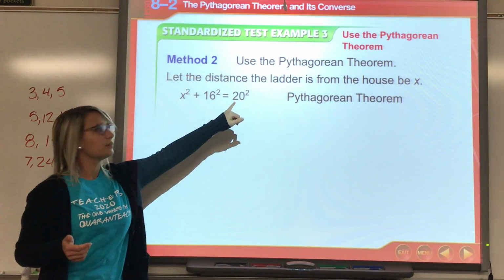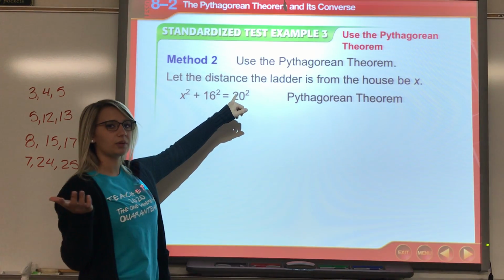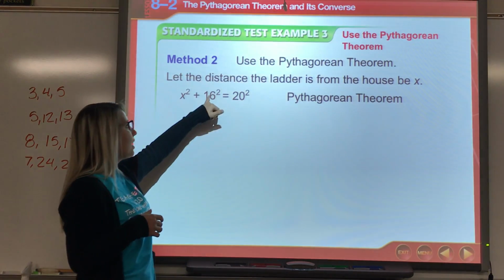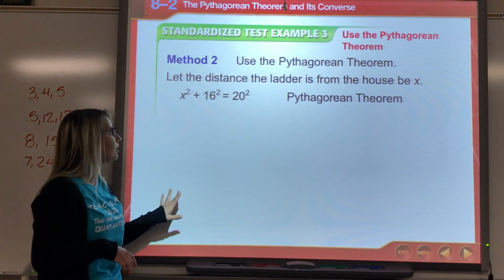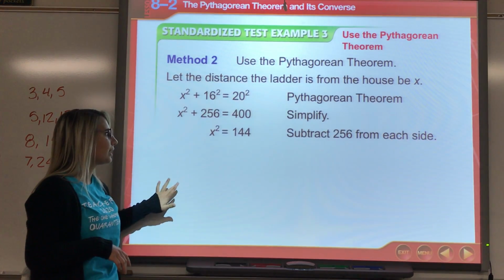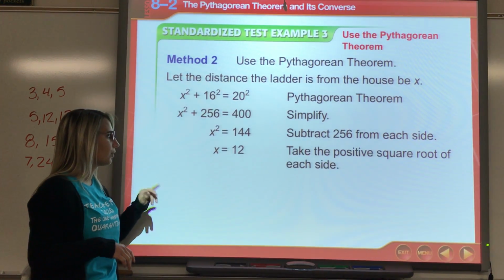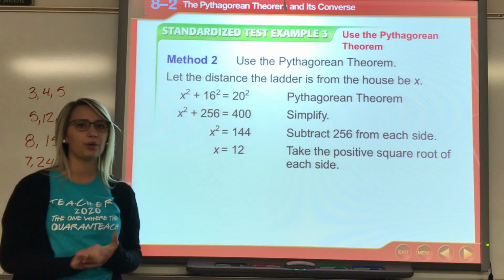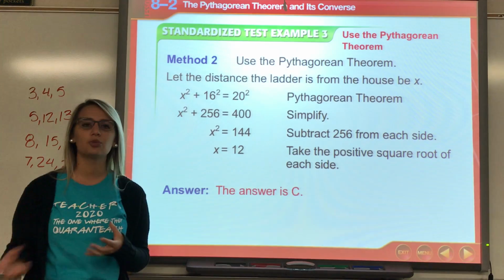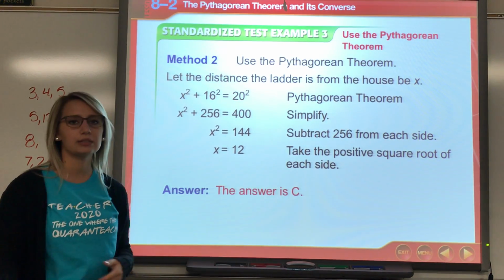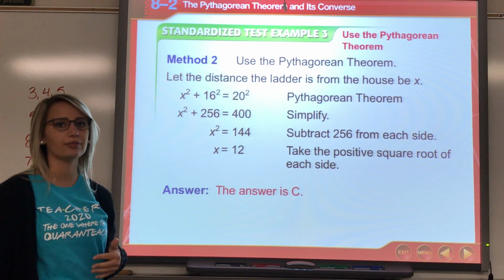Or method 2 is using the Pythagorean theorem, where we have our C, 20, because that's the ladder, that's what the hypotenuse is, and then our longer length is 16, that's what the height of the wall is. Go ahead, solve that out. We get x squared equals 144. Take the square root of both sides, so we get x equals 12. So no matter which way you want to solve it, you still get the same answer. So it's kind of whichever your preference is.